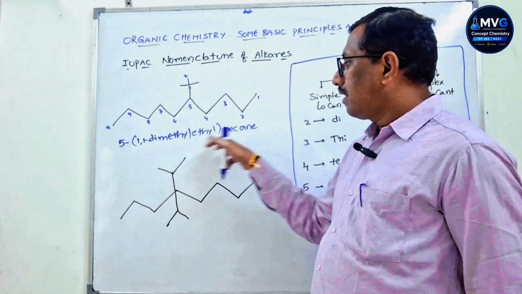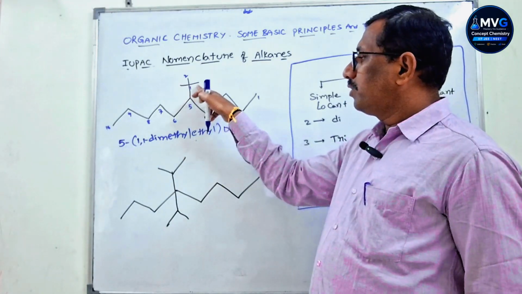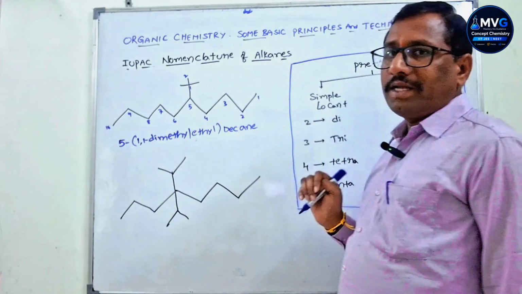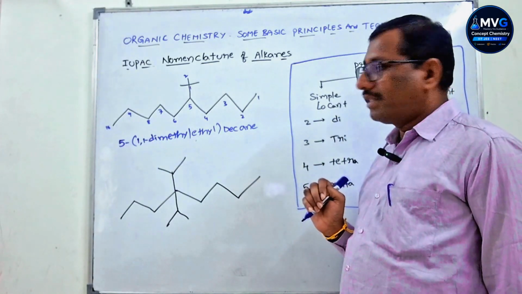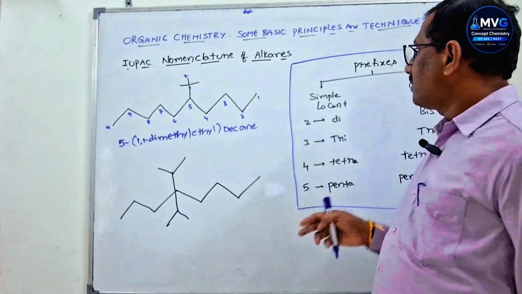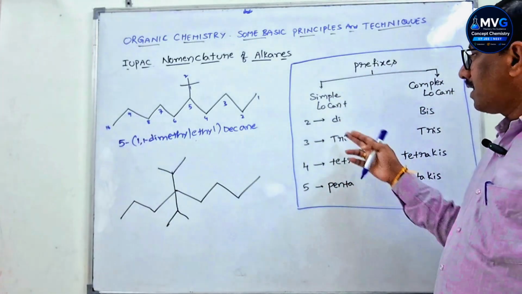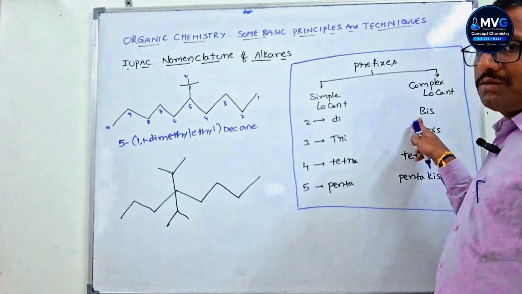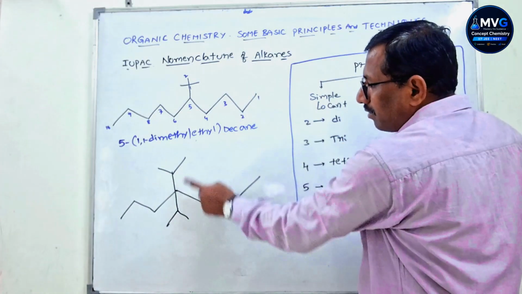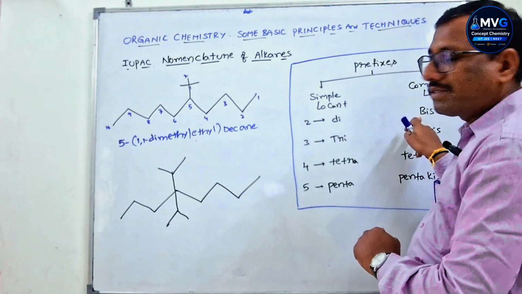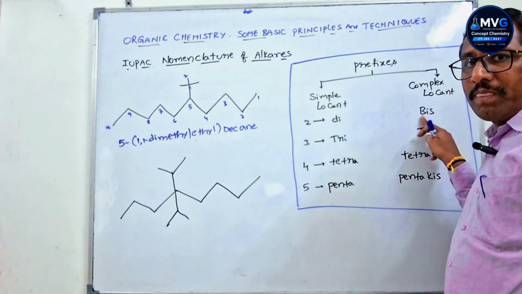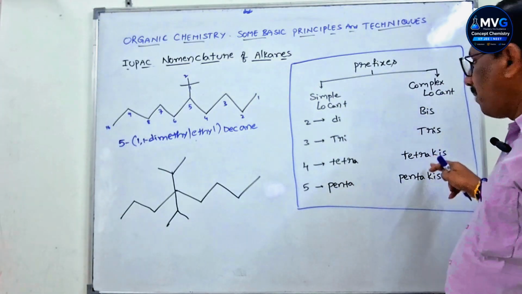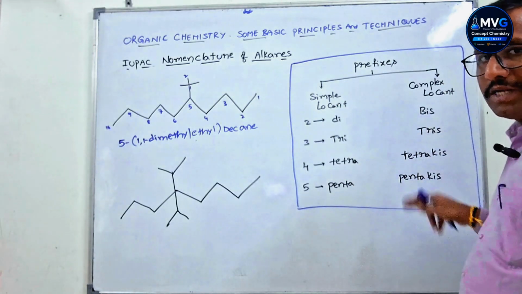Fifth position, complex locant is there. Here, first position 2 methyl groups are there: 1,1-dimethyl, ethyl. Next, root word is dec, A-N-E is the primary suffix, students. Like this we can write the name. Students, simple locants are given prefixes. 2 substituents are there, the complex locant 2 substituents. Here you see, students, the same complex locant is repeated 2 times. In such cases we will use bis. Suppose 3 are there: for simple locants tri, for complex locants tris. Like this we will use the terminology, students.